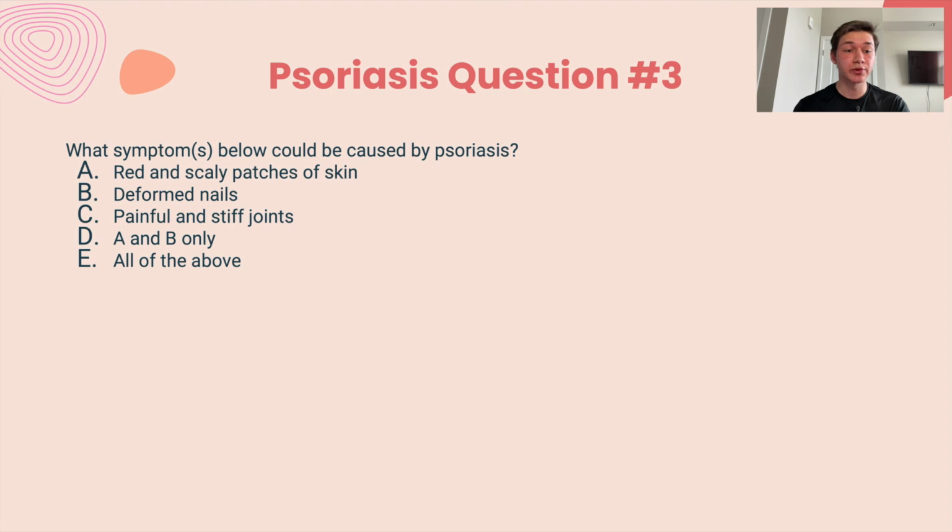And then question number 3, which symptoms can be caused by psoriasis? So we have A, red and scaly patches of skin, B, deformed nails, and C, painful and stiff joints. So the answer is E, all of the above. The red and scaly patches of skin is caused by plaque psoriasis. The deformed nails are caused by nail psoriasis, and painful, stiff joints are caused by psoriatic arthritis.